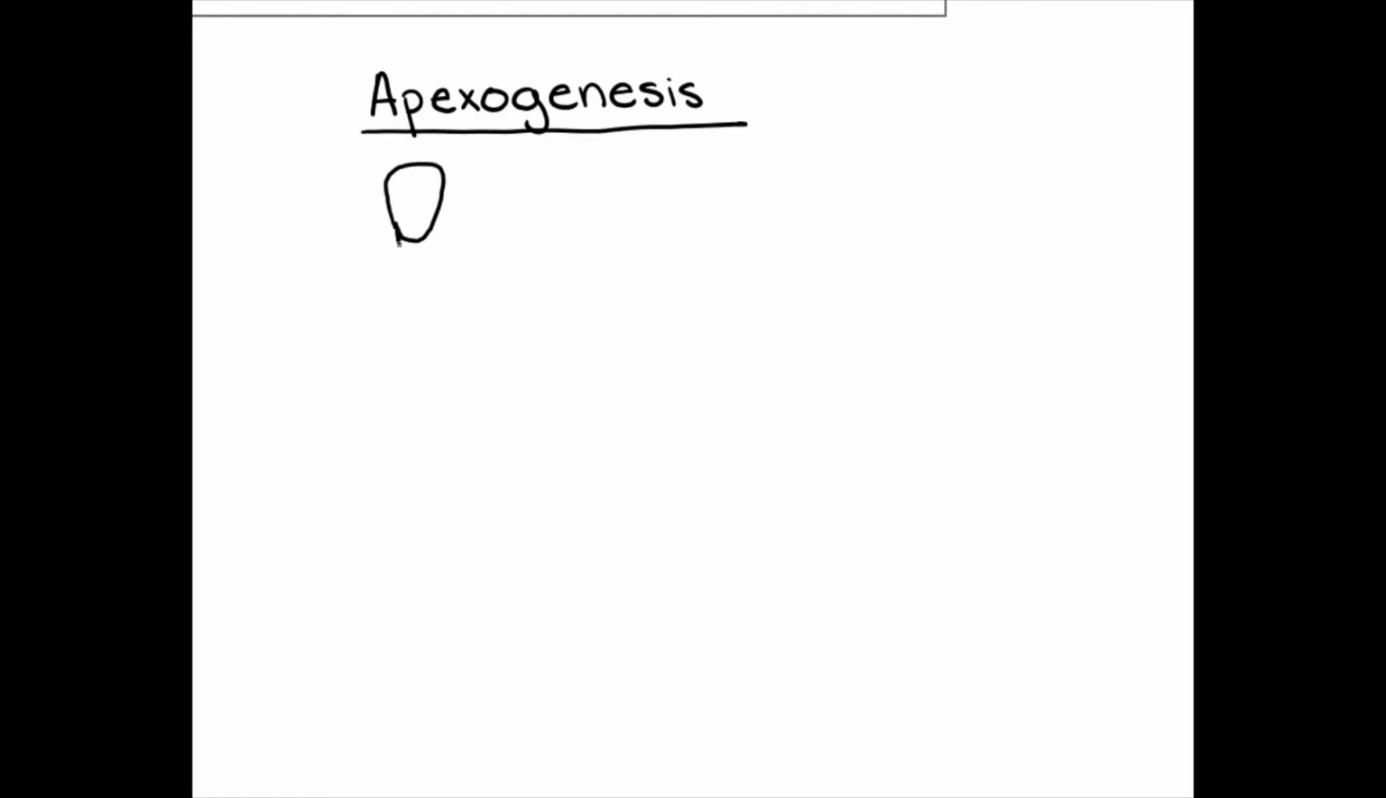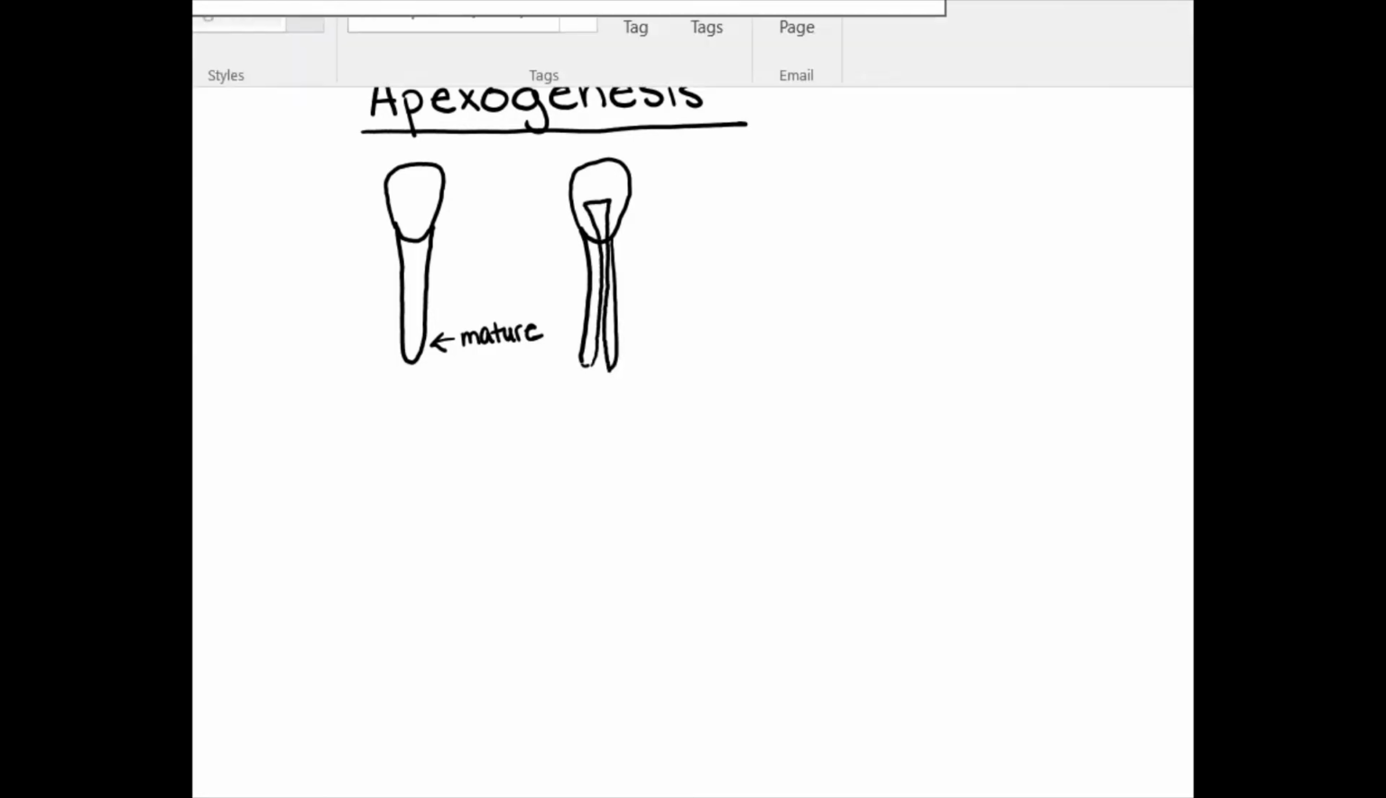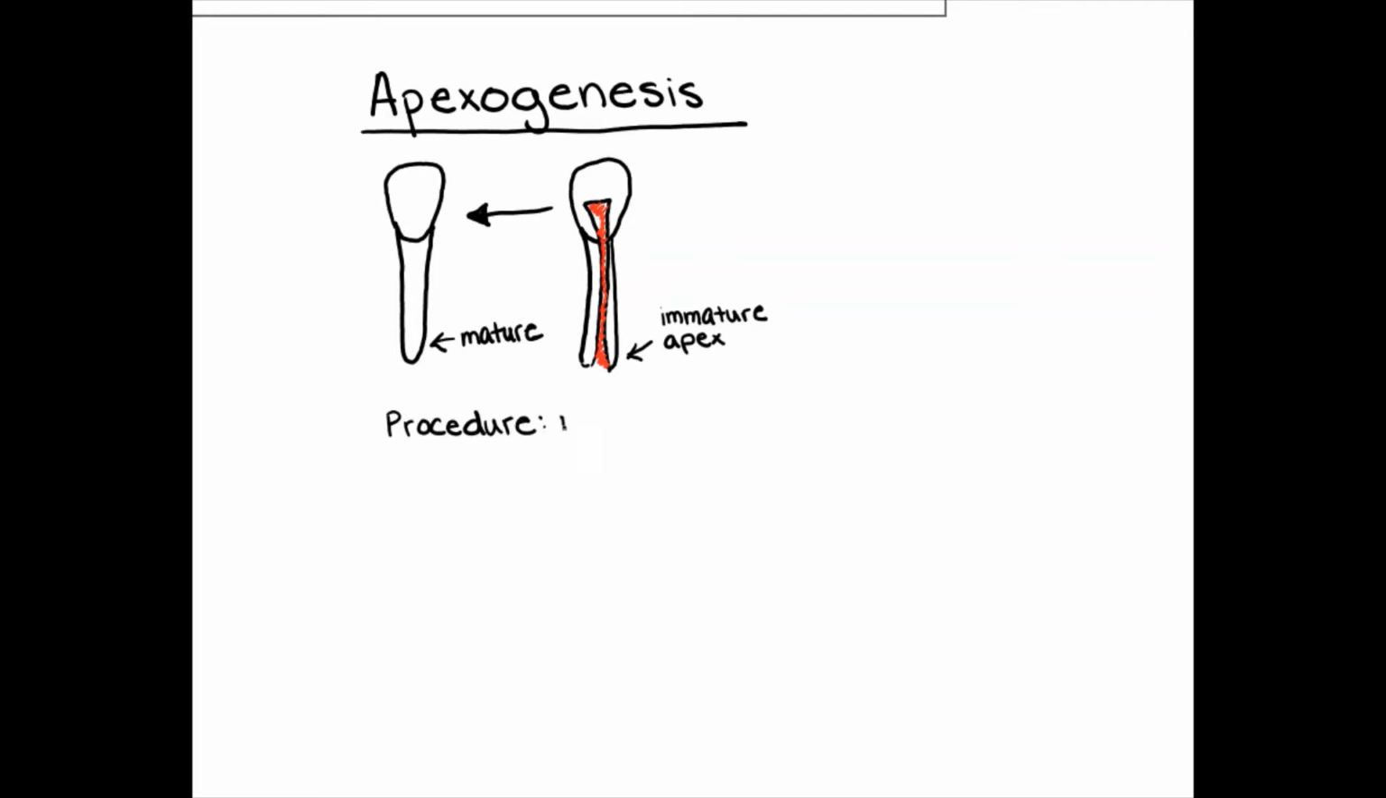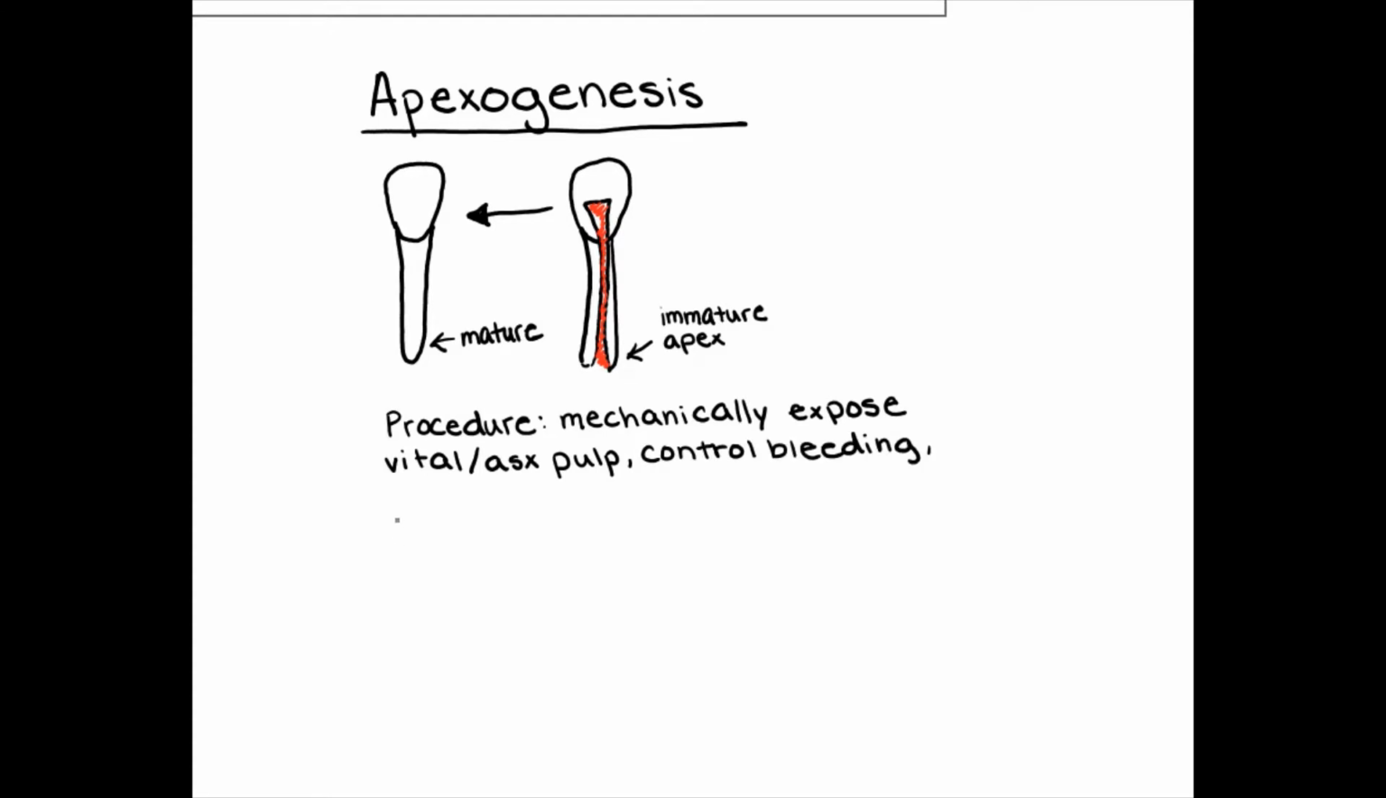I've drawn here a tooth with a mature closed apex. Here, I'll show you a tooth with an immature apex where the root end has not yet closed. Over time, immature teeth progress to a state of apical maturity and root closure. In some teeth, we need to promote this apexogenesis by exposing vital and asymptomatic pulp, controlling the bleeding that ensues, removing part of the pulp, and directly medicating the vital pulp left behind, usually with calcium hydroxide or MTA.